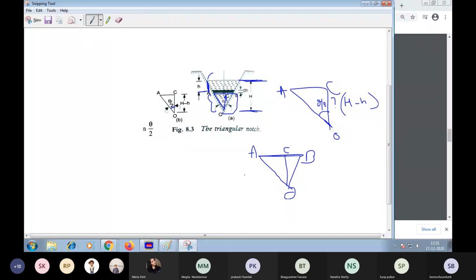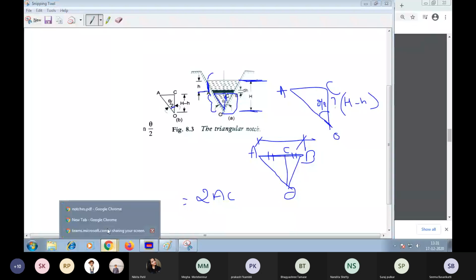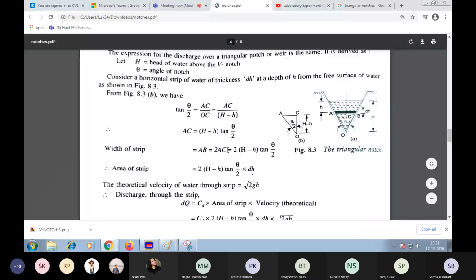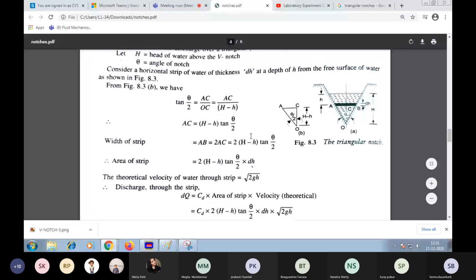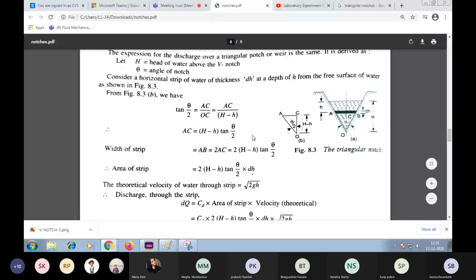What is AB? It is 2 times AC. Agreed with this? Yes, ma'am. So AB is nothing but 2 times AC, so therefore 2 times (H minus H tan θ/2). So the area of the strip is AC plus AC, that is AB. So AB is how much? It is 2 times (H minus H tan θ/2) into dH.